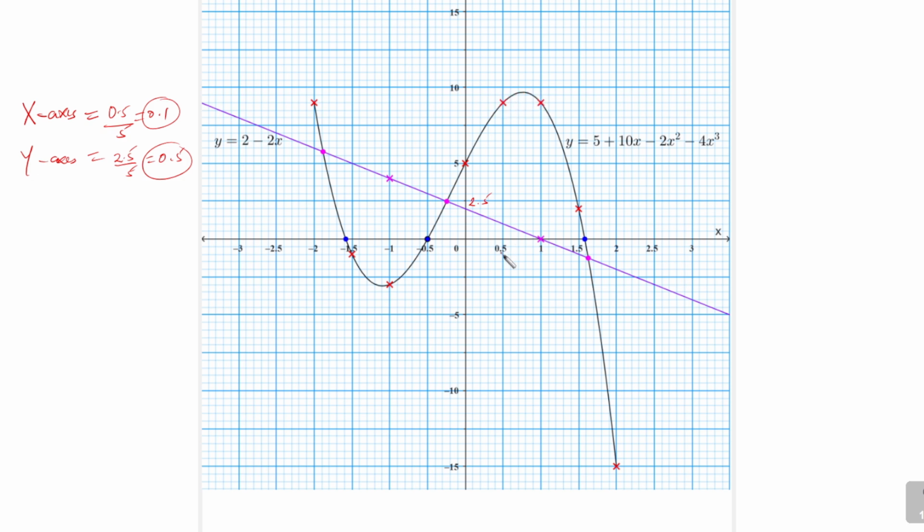So what you can do is always pick a point that is between 0.5 and 1. The point that is exactly between 0.5 and 1 will be 0.75.